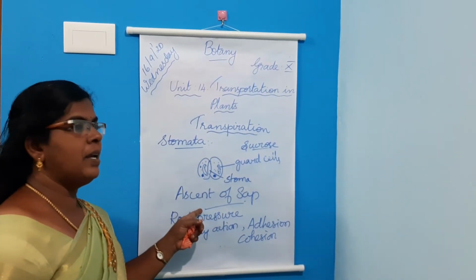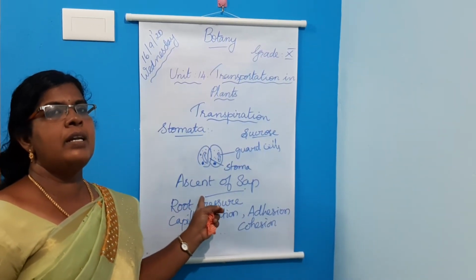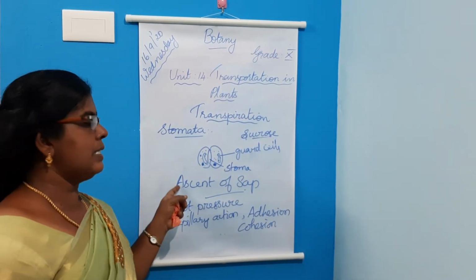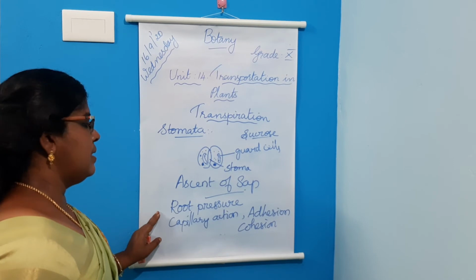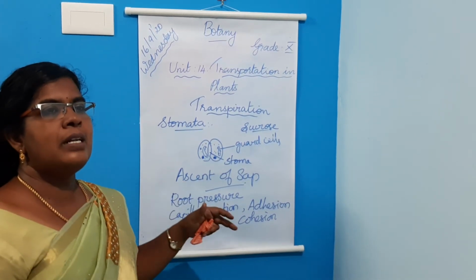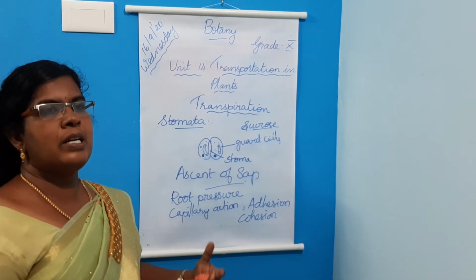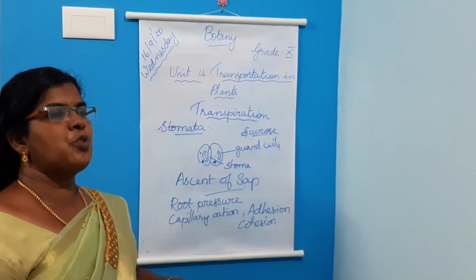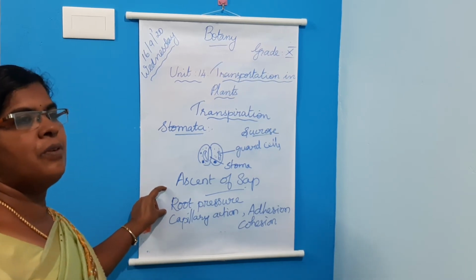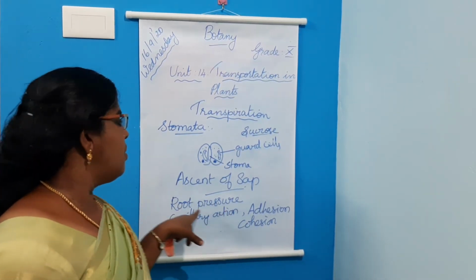What is ascent of sap? Upward movement of water and minerals from root to other parts of the plant is ascent of sap. These are the factors responsible for ascent of sap. Root pressure: water from the soil is absorbed by the roots, so a pressure is created inside. This pressure is responsible for the upward movement of water.